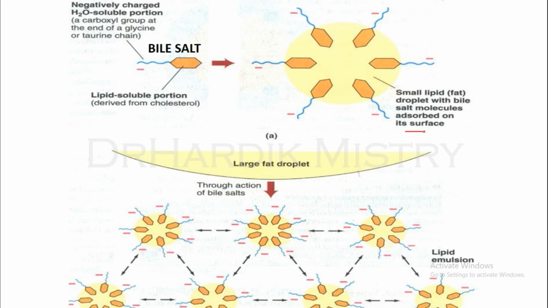Now there are so many small fat droplets, and along with the help of these bile salts, it forms a lipid emulsion, or the emulsification of the lipid occurs with the help of these bile salts. So through the action of bile salts, large fat droplets are converted to small fat droplets, and here it forms the lipid emulsion.